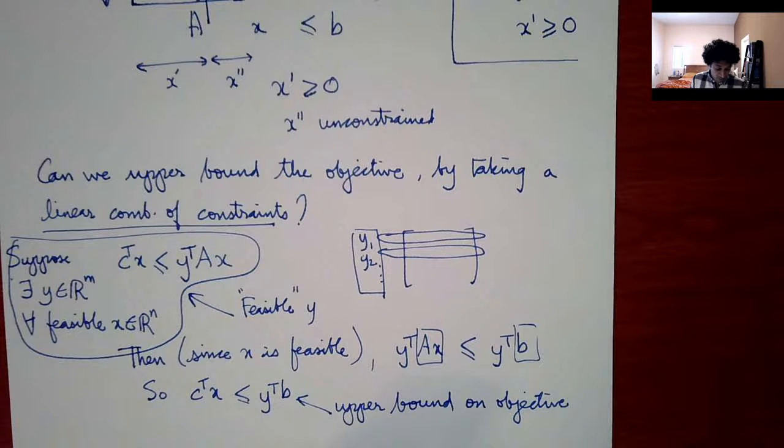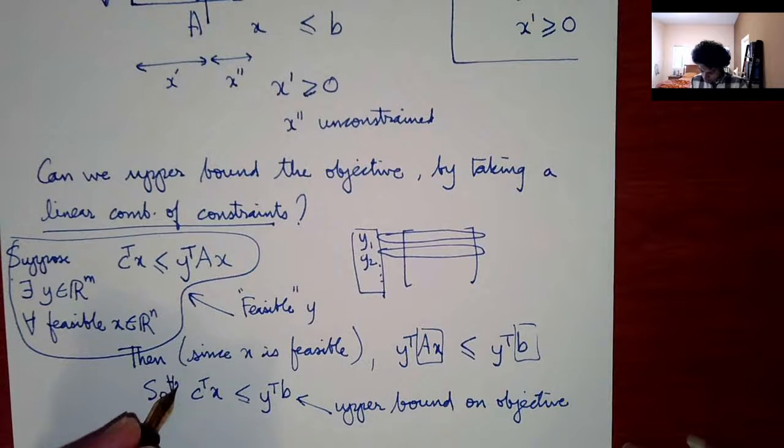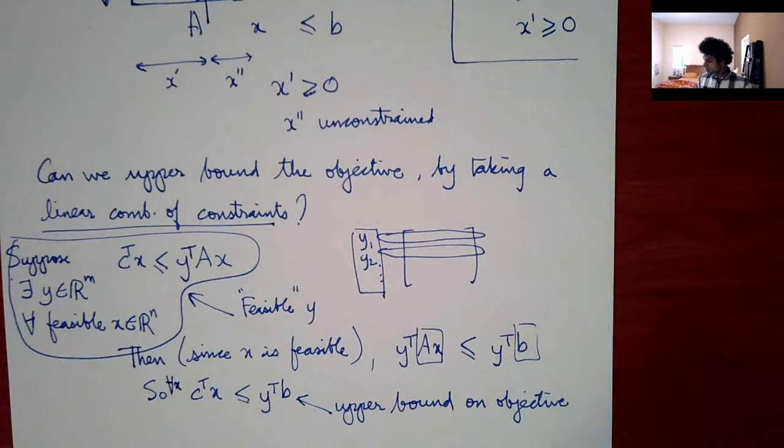And LP duality theory says that actually this best possible upper bound is the objective. So that minimum will be this maximum, I should say for all X. Okay, does this make sense? Any questions before I get into the math?